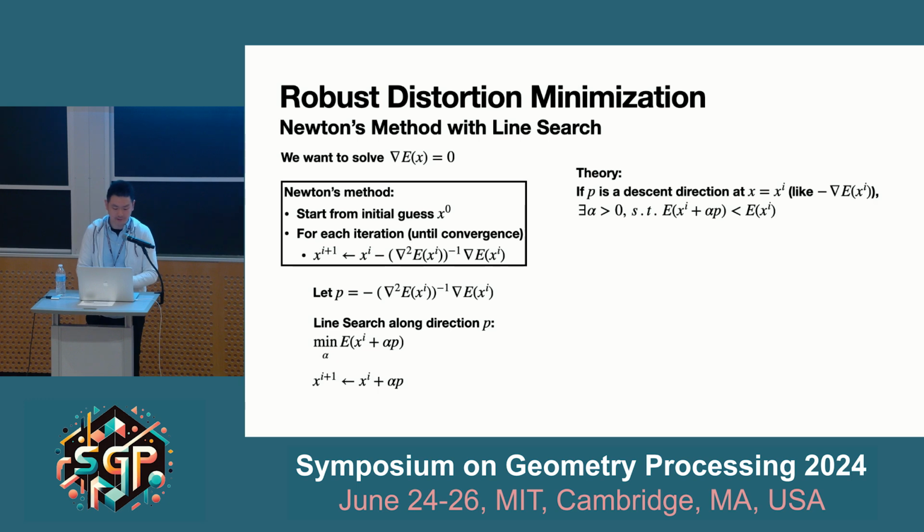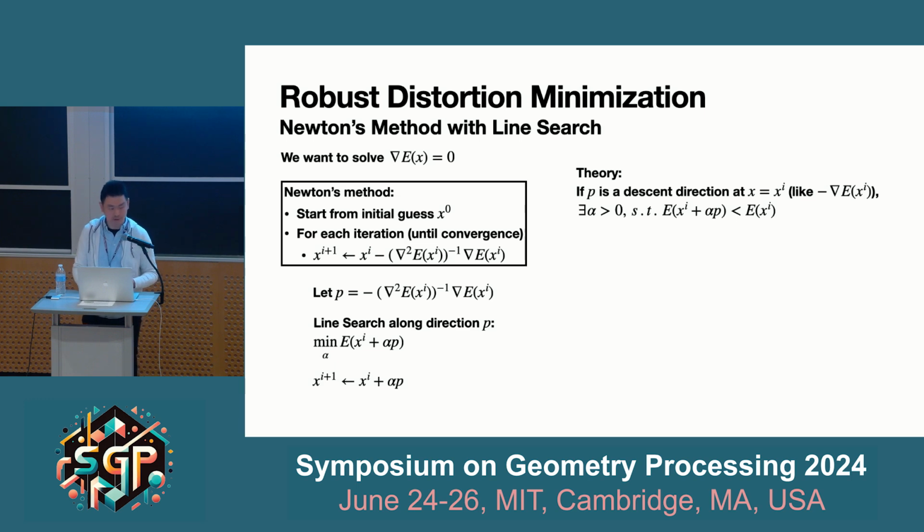And fortunately, there's a theory to guarantee that if p is a descent direction, like the negative of the gradient, then there must be a positive scalar as the step size, that if you take, the energy will be smaller than the previous one. So that's good news, and we could take advantage of it. So we just need to make sure that the search direction we calculated is descent.